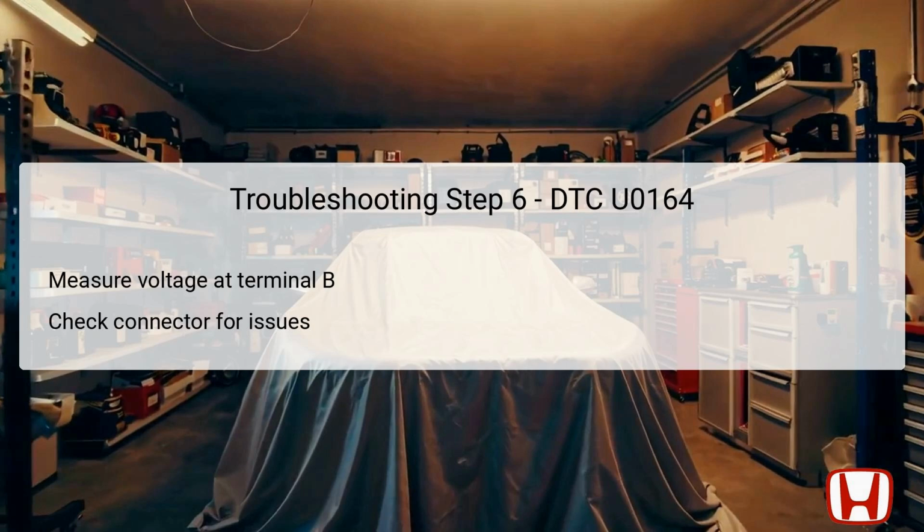If battery voltage is present at this terminal, it is a positive sign, indicating functioning circuits and connections. If voltage is absent, further investigation into the climate control unit's ground circuits may be necessary, delving into wiring or possible connection failures.